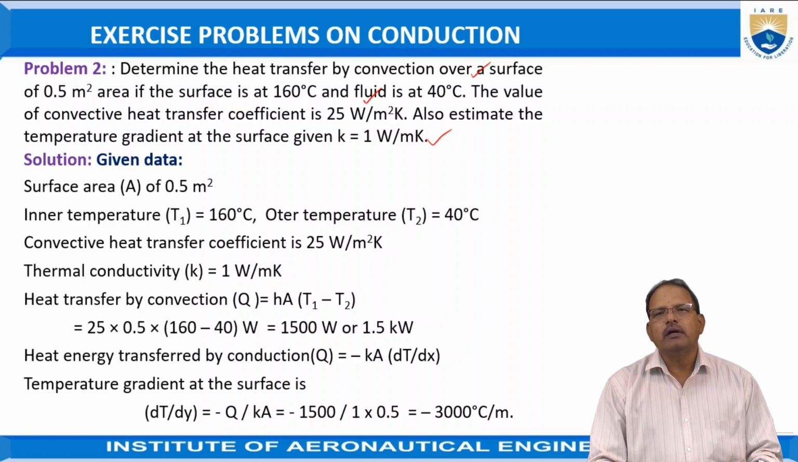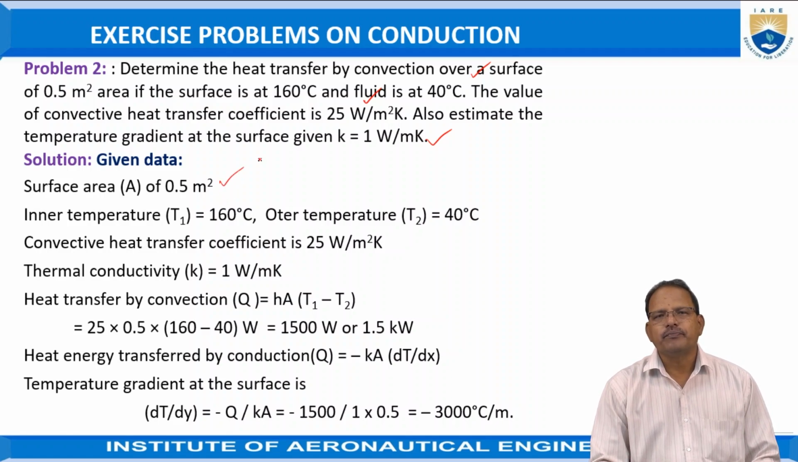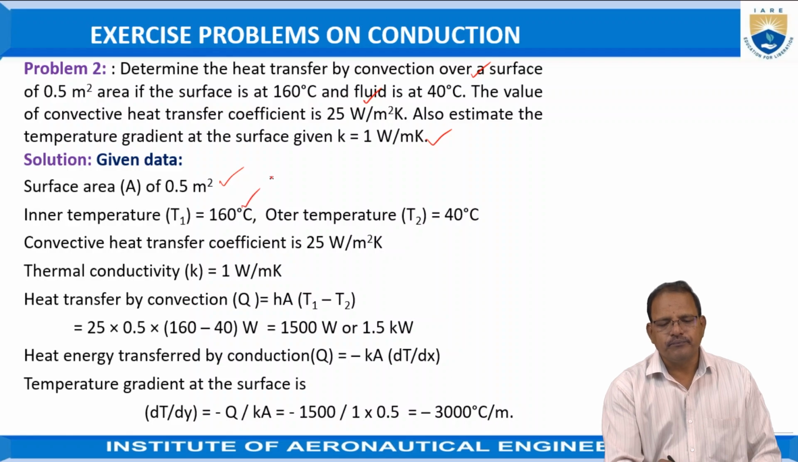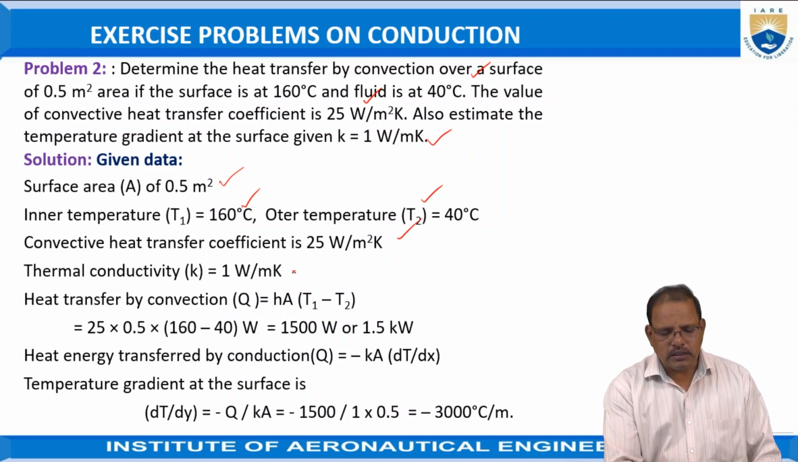So, the given data in the problem: the surface area is given, A is equal to 0.5 meter square. The inner temperature is given, that means T1 is 160 degree centigrade. Outside, T2 is equal to 40 degree centigrade. Convective heat transfer coefficient, generally expressed as h, is equal to 25 watts per meter square per degree Kelvin. Thermal conductivity is given as 1 watt per meter per degree Kelvin.